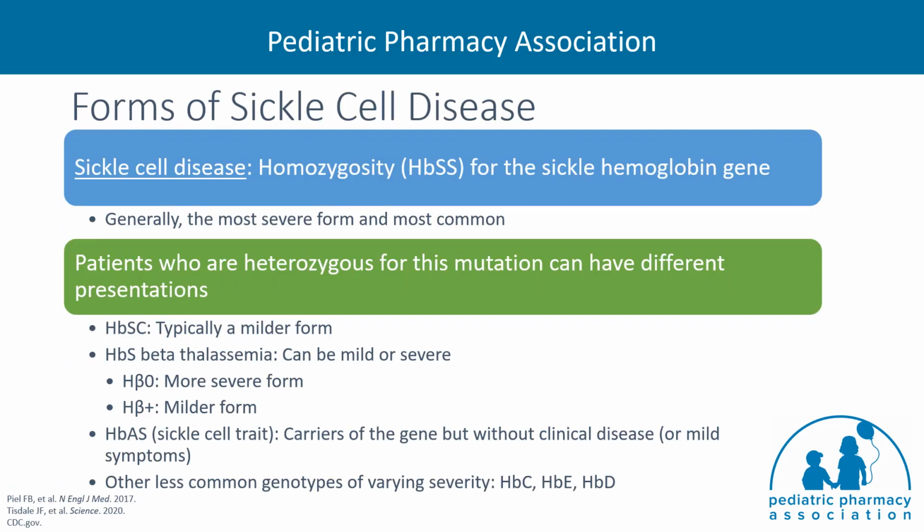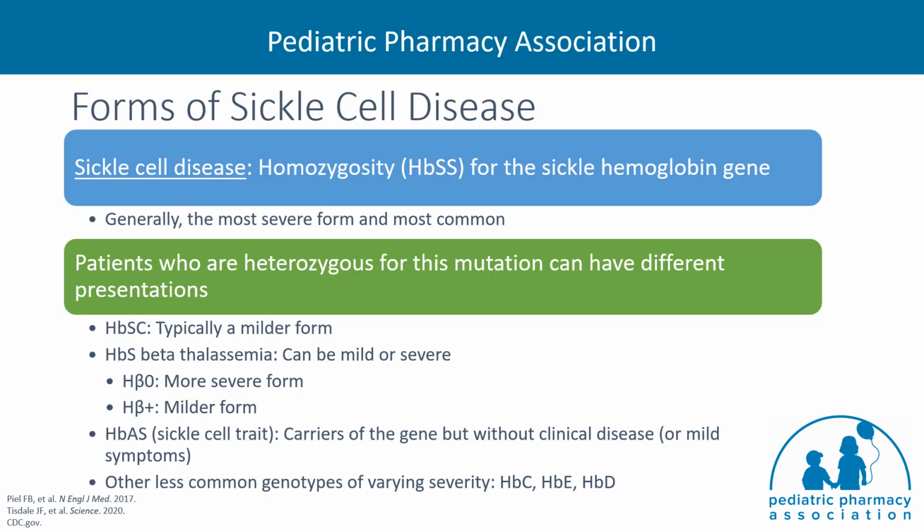When we think about sickle cell disease, homozygosity for the sickle hemoglobin gene is our true definition of sickle cell disease. Hemoglobin SS is generally the most severe form and the most common form of sickle cell disease. Patients who are heterozygous for this mutation can have different presentations. So hemoglobin SC is typically going to be a milder form with fewer complications. Hemoglobin S beta thalassemia can either be more mild or severe, depending on if it's beta 0 or beta plus.